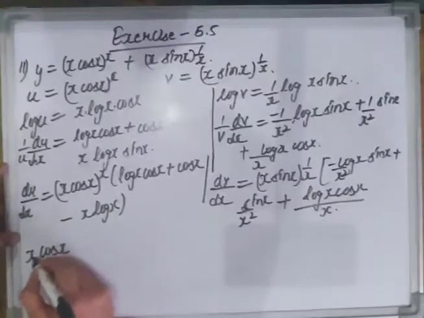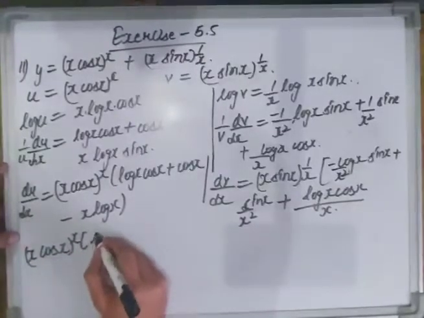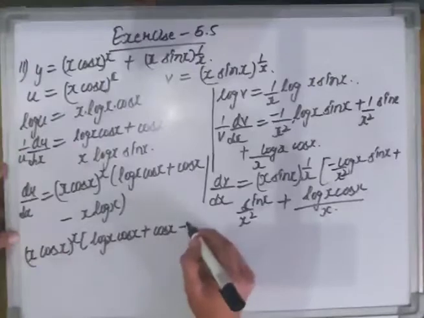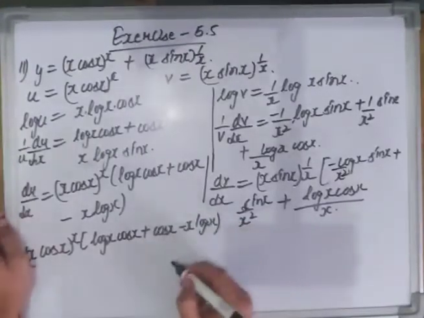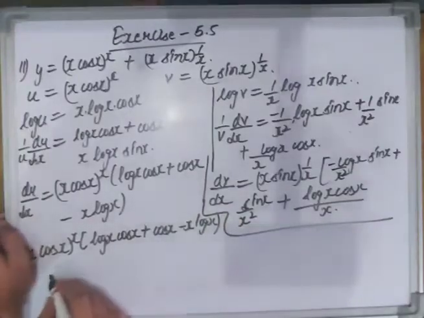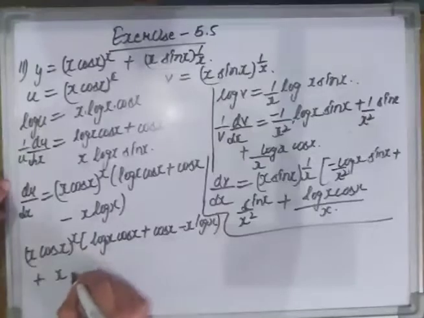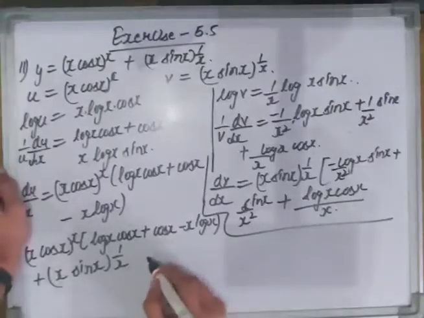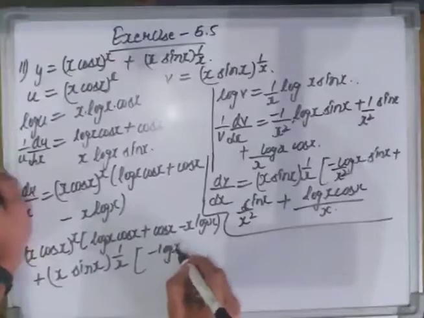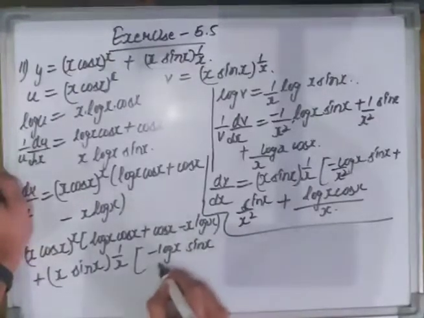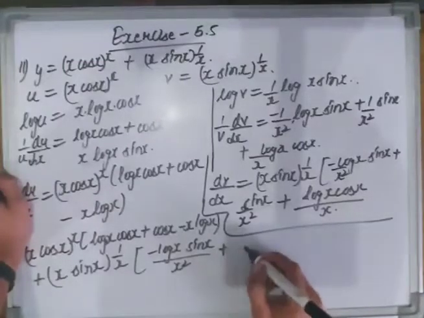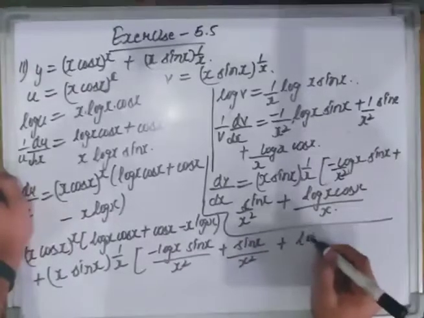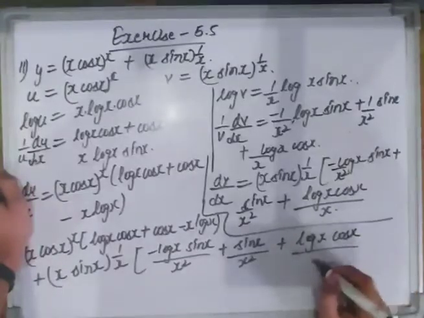x cos x raised to the power x into log x cos x plus cos x minus x log x, and addition with x sin x raised to the power x into minus log x sin x upon x square, and then we have sin x upon x square in addition with log x cos x upon x.